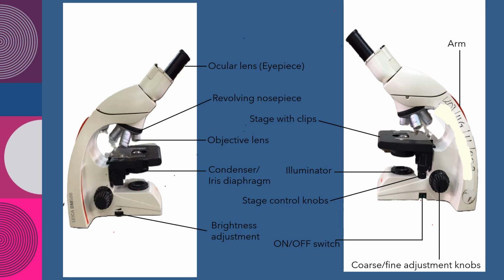So these are the parts of the microscope. Let me not forget to mention the arm. This arm helps us carry the microscope from one place to another. So we hold the arm with one hand, and with the other hand we hold the base of the microscope, for transporting it from one end to the other. Okay, so these are the parts of the microscope that we need to know to be able to operate the microscope efficiently.